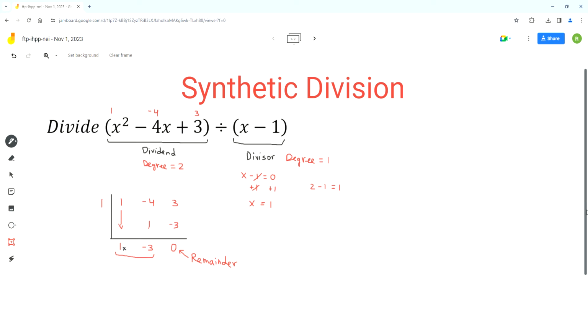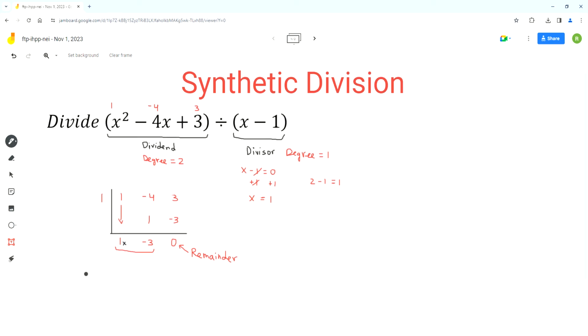So for this synthetic division, the quotient is x minus 3. So 1x is written as just x because we don't write 1 as a coefficient. That is the invisible coefficient. So this is the quotient for this synthetic division.